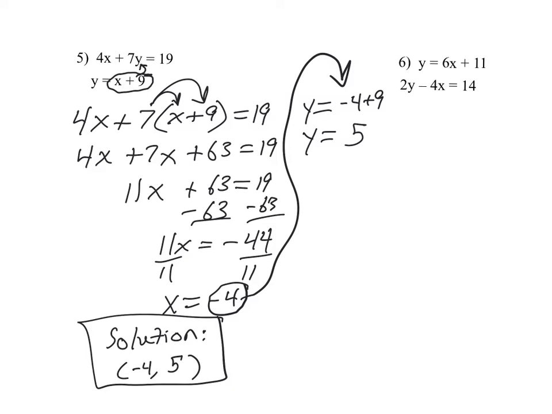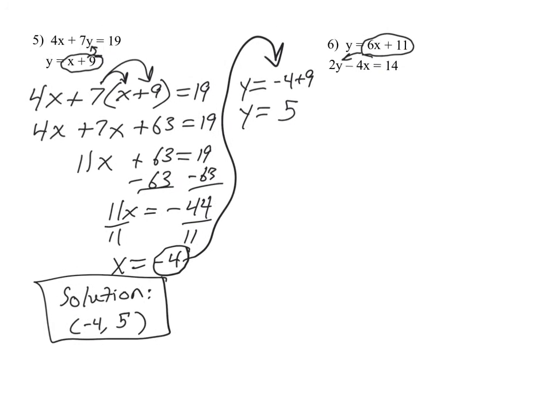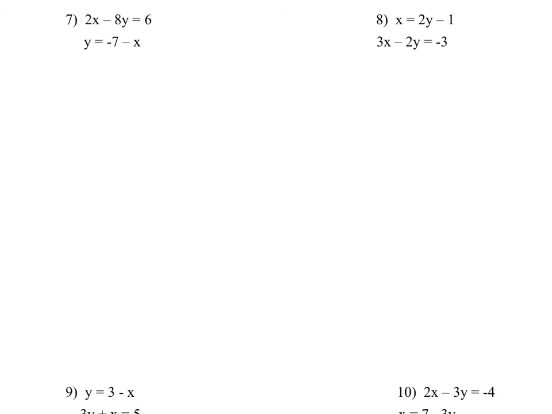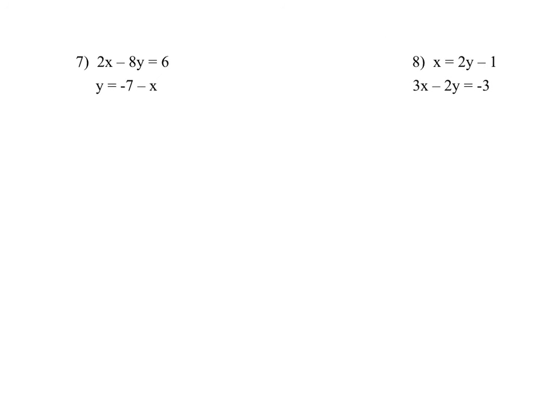Okay, same process with number 6. I want you to try that one on your own. The 6x plus 11 is going in for y. So we're replacing it, but remember we're multiplying that by 2. Okay, so you solve that one on your own. Next page. There are 3 pages, but there's not a lot of problems. I think there's 10 problems, and the 11th problem on the last page I want you to try.